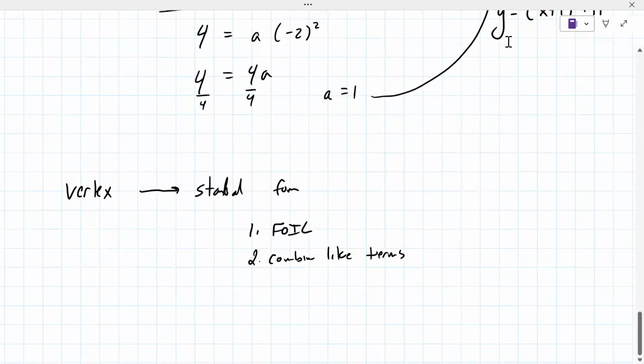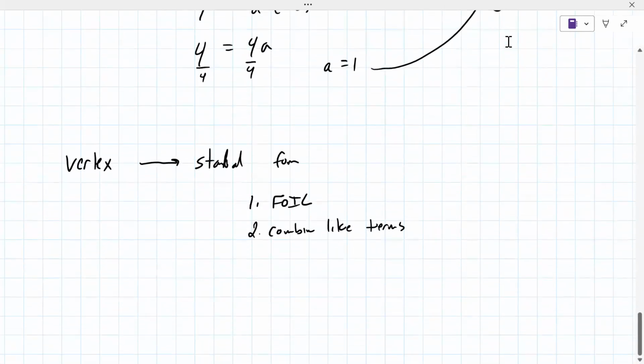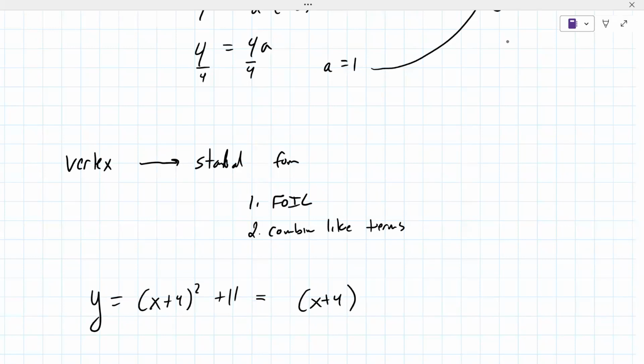Okay, so we had y equals (x plus 4) squared plus 11. So you first have to FOIL the (x plus 4) times the (x plus 4), plus 11. All right, so could you FOIL that for us, please?